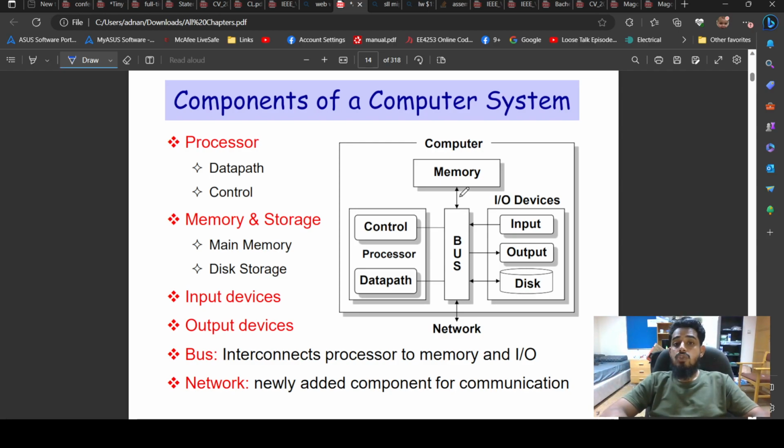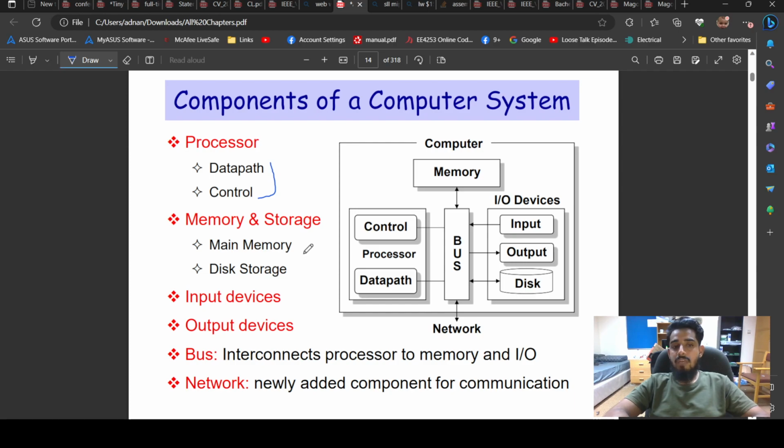Then there is memory, we have IO devices, and we have the control and data path in the processor. Mostly the processor consists of two things, the data path and the control. We will study deeply what the data path in the processor is and what the control unit in the processor is, but mostly the processor consists of these two things. And then memory and storage.